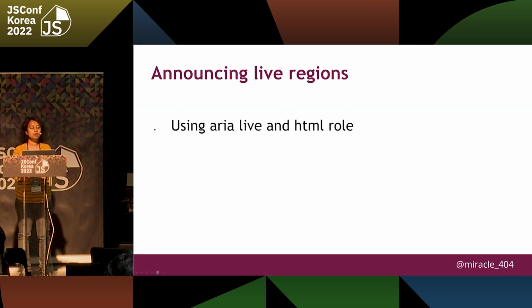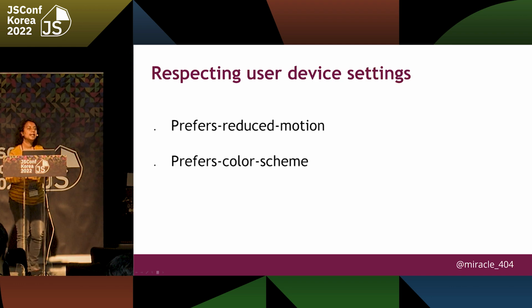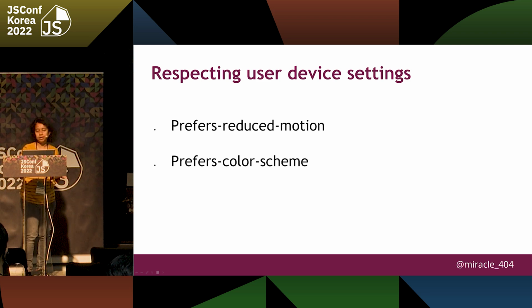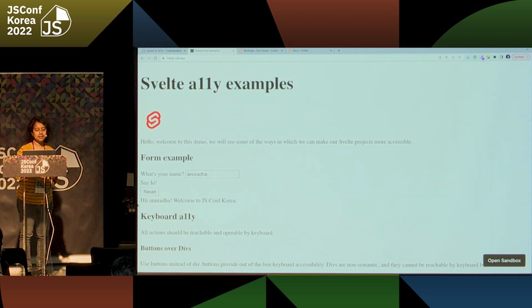So we need to be announcing all the live regions to our users, and we just saw an example using ARIA live and HTML role. Then, respecting the user device settings. There are certain settings which users set on their devices. For example, some users might not want to see animation as much. So there is a setting called prefers reduced motion, which ensures that they do not see much animation. Then there are color schemes like dark, light, and so on. So we can use these device settings.